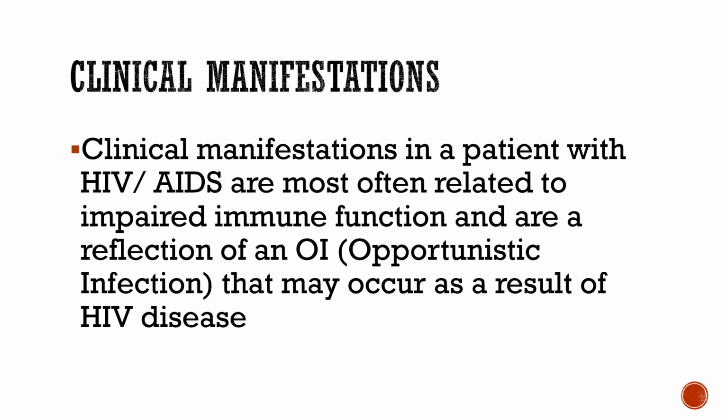So, what are the clinical manifestations? Clinical manifestations in a patient with HIV or AIDS are most often related to impaired immune function and are a reflection of an OI. An OI is an opportunistic infection. OD is opportunistic diseases. OI is opportunistic infection. And these may occur as a result of the HIV disease.